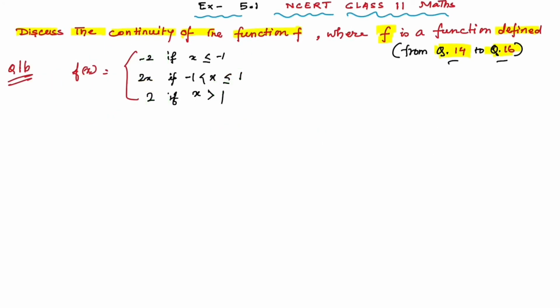So here is the function in question number 16. If x is less than or equal to minus 1, the value of f of x is minus 2. When x is greater than minus 1 and less than or equal to 1, the value of f of x is 2x, and it is 2 when x is greater than or equal to 1. So this is the function. Let me solve this one. Here is the given function f of x.